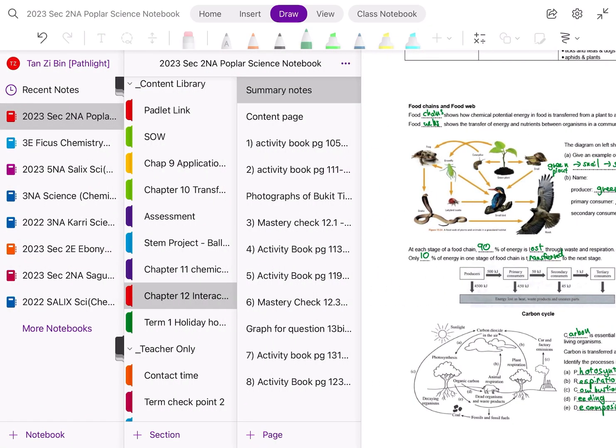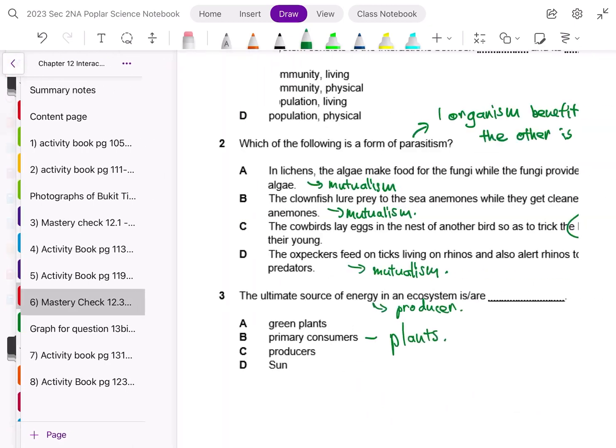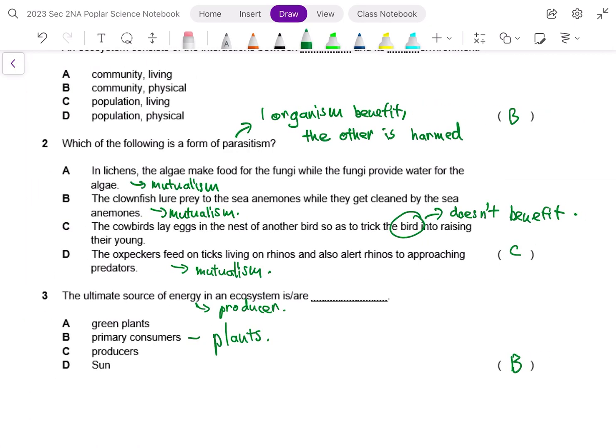Okay, the final source of energy. Okay, ultimate means the final source of energy. It's actually the primary consumers, correct? Primary consumers, those that feed on plants. Okay, because usually green plants. Sorry, not the producers. Okay, my mistake here. So green plants, which are the producers.